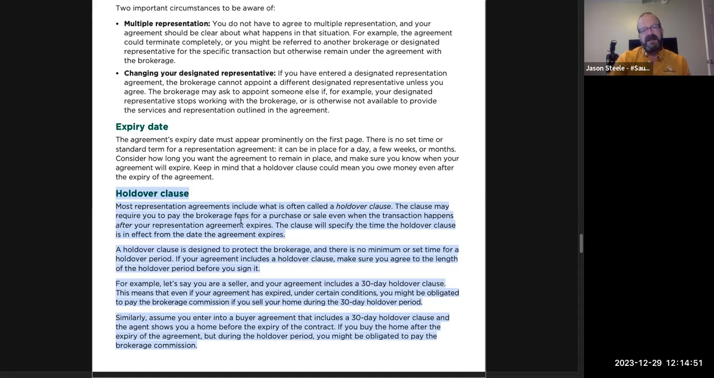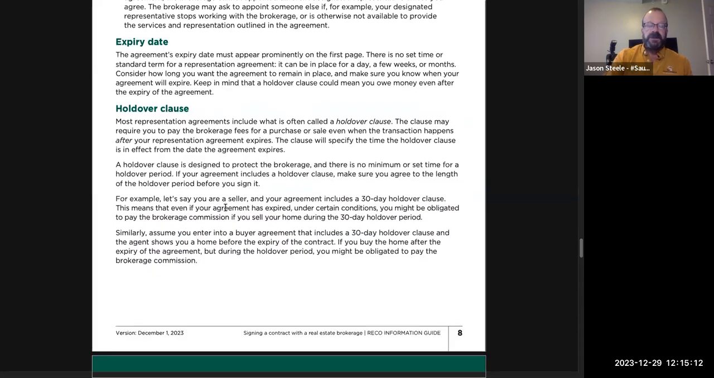So please keep the holdover in mind. Not many agents discuss it, because every time I talk to a homeowner after signing the second listing agreement, they tell me, "Oh, I didn't know that." So now you do.